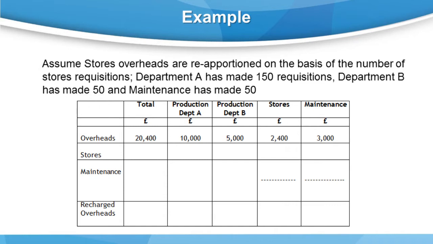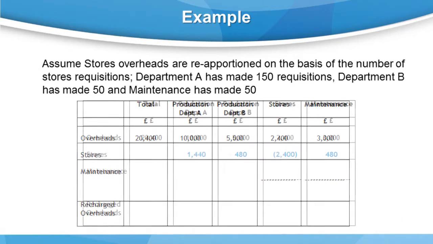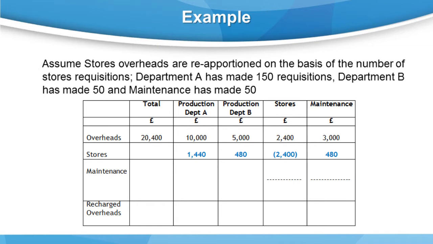Taking each department in turn, by dividing the number of their own stores requisitions by the total number of requisitions, we can calculate what share of the £2,400 stores overheads needs to be reapportioned to each of the remaining production or service centres. For example, Department A issued 150 requisitions. 150 divided by 250 total stores requisitions multiplied by £2,400 gives us a figure of £1,440 to apportion to Department A.